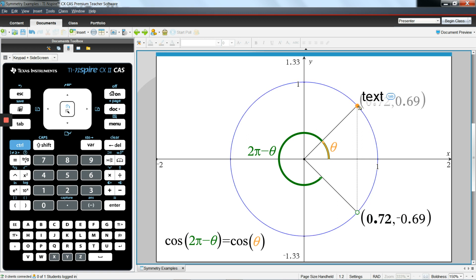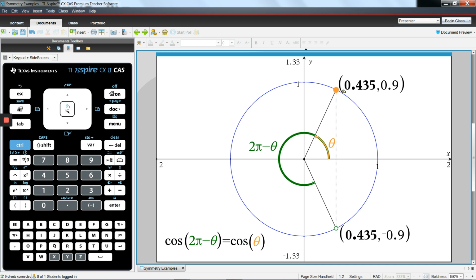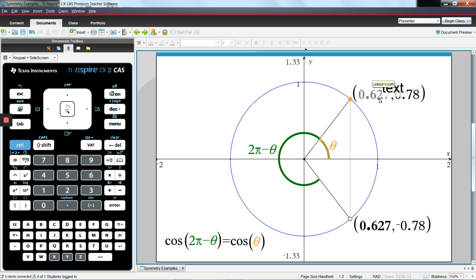Again, no matter what angle I pick for theta, the x value that I get, which is 0.627 in this case, also reflects to 0.627 on the other case as well. So what that is saying is that cos of 2 pi minus theta is equal to cos of theta. Again, one of the cos symmetry formulas.